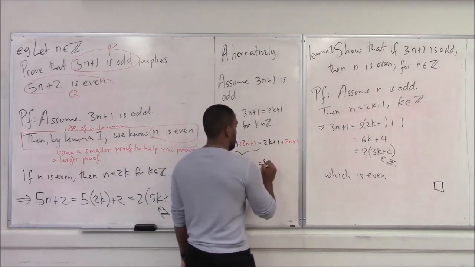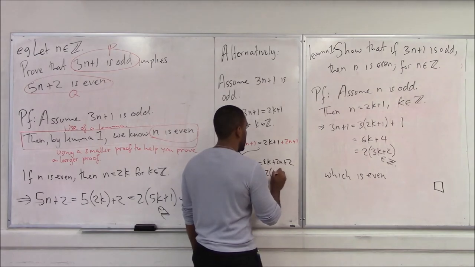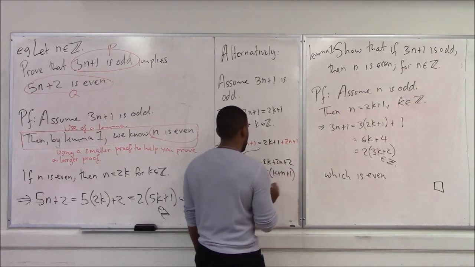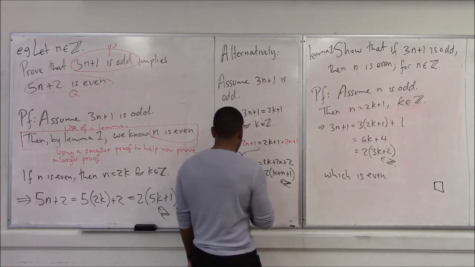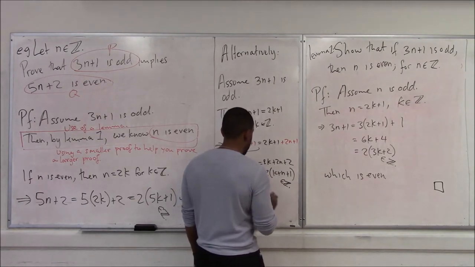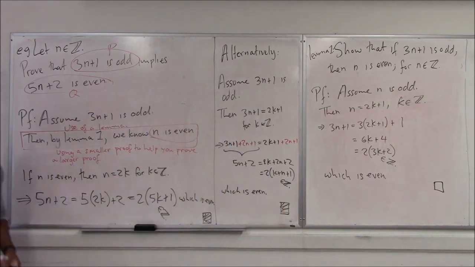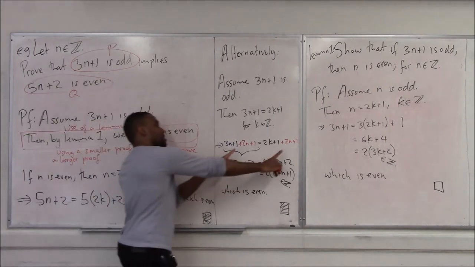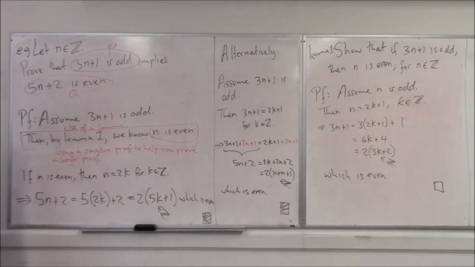And this side becomes 2k plus 2n plus 2, which is 2 times (k plus n plus 1). And that's an integer. Yeah, that is also valid, because this step is valid: there's one of the axioms of the real numbers that says we can add the same thing to both sides.